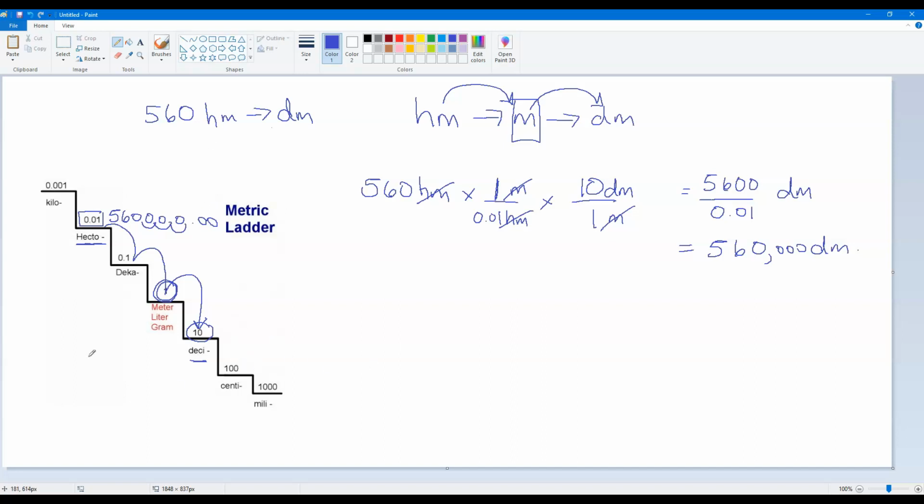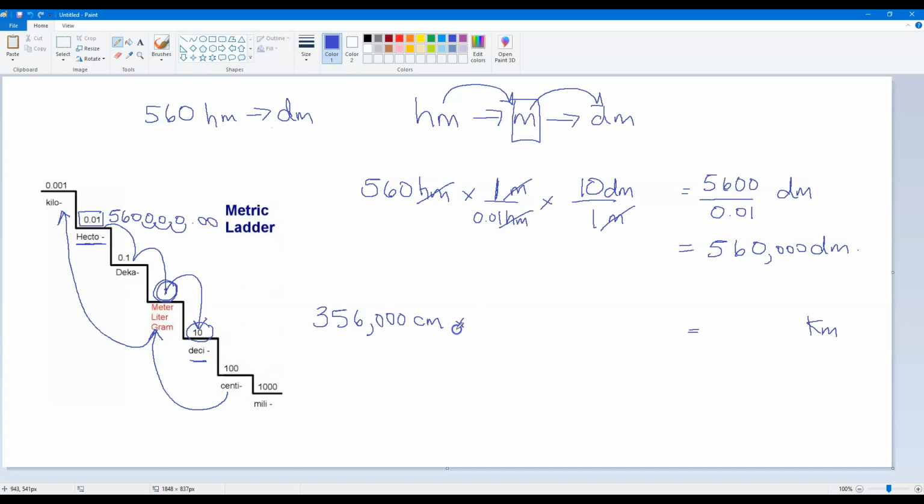Let me give you another example. Let's say that I have 356,000 centimeters, and I want to convert that to kilometers. So the first thing I'm going to do is give myself a little bit more room. I'm going to need to go from centimeters to meters to kilometers with my conversion factors.